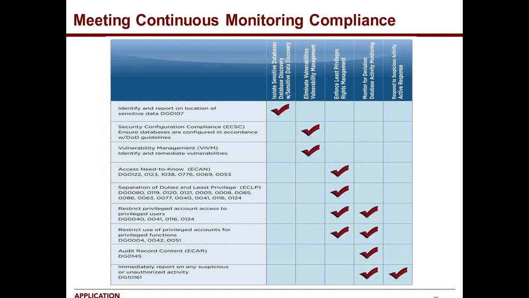To take this one layer deeper, this is a tough slide to read, but what it does is take the categories across the top that I just discussed and map them to very specific federal mandates or guidelines, the numbers that show up on the left-hand column. You have to identify and report the location of sensitive data. That's DG0107, a DISA STIG guideline.